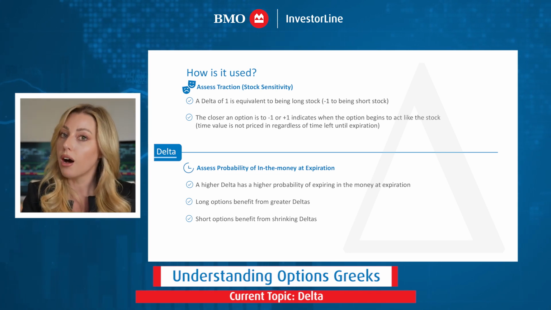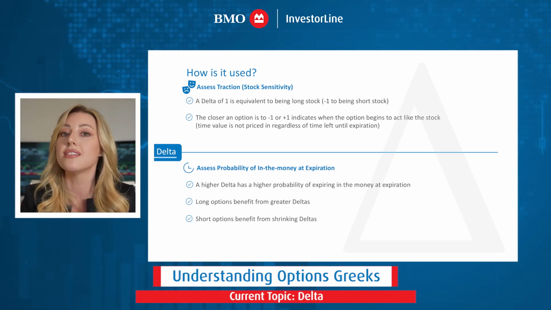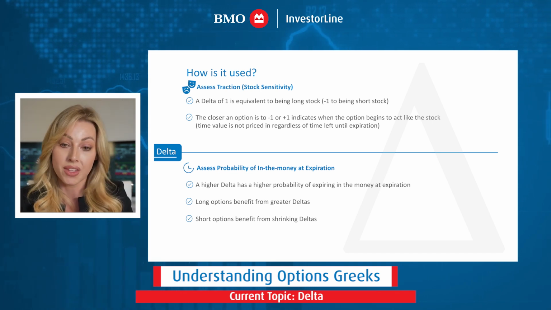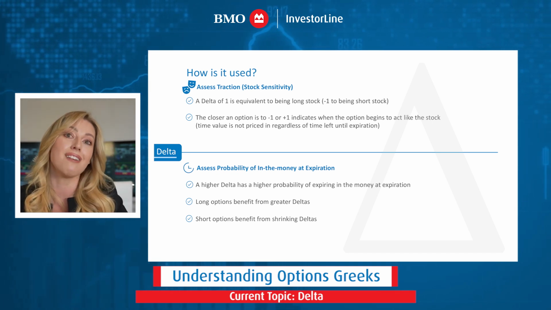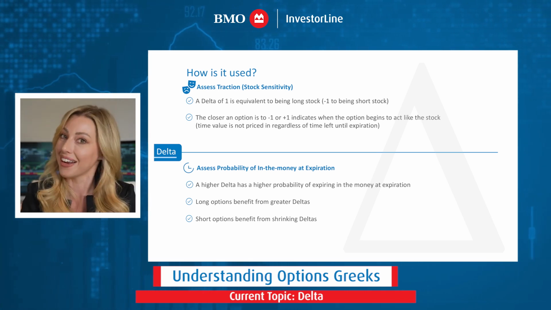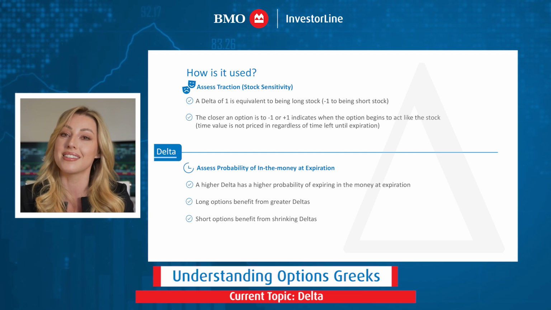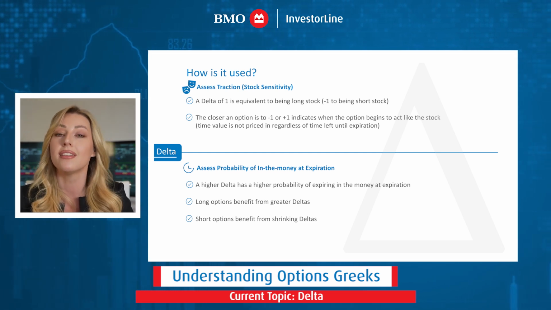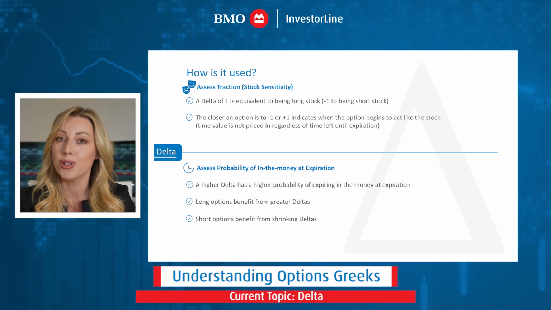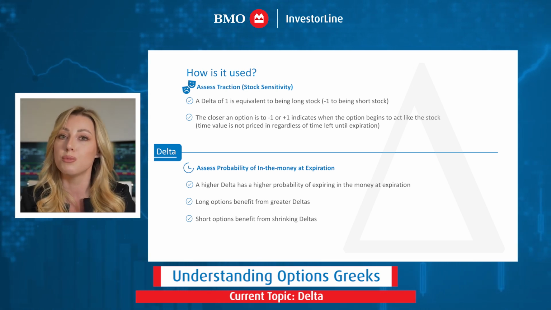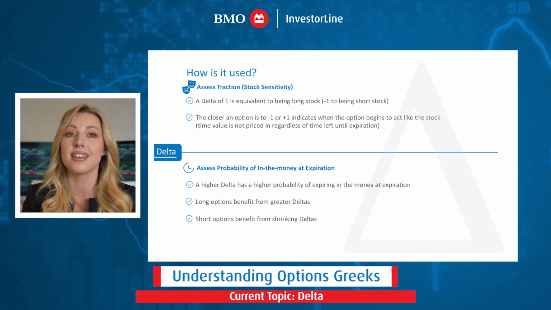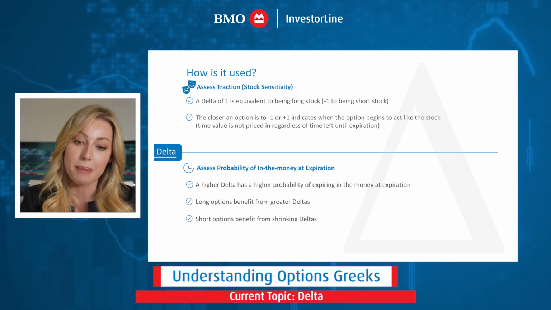And probably the more commonly utilized use of delta is the probability of being in the money at expiration. So a higher delta means it's going to have a higher probability of being in the money at expiration. Perhaps this is because it's already in the money. You can see that example when we were looking at the at-the-money option that had a 0.5 delta. Well, that's a 50% probability of being in the money or not, which logically makes sense because it just needs to move a penny to be in the money or out of the money. So the probabilities and the logic should coincide at this moment.